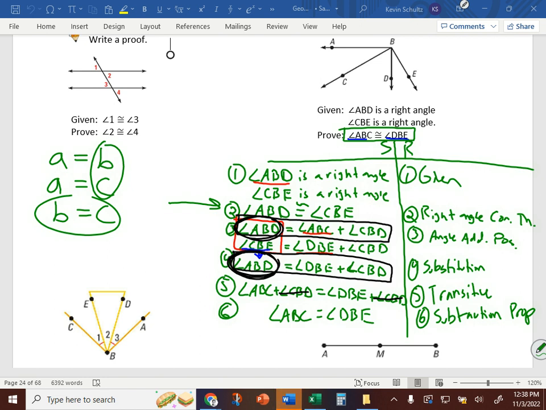We have to include CBD because there's nothing that tells us we can take it away yet. We can't use the subtraction property prior to this because the subtraction property only works when we have the same thing on both sides of the equation. We had to write one equation with CBD on both sides in order to be able to subtract CBD from both sides. Okay?